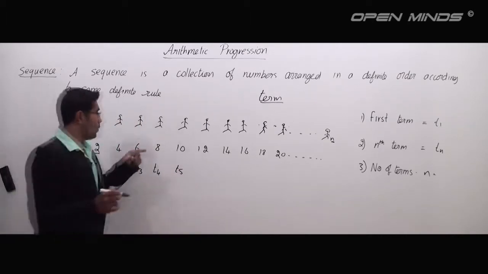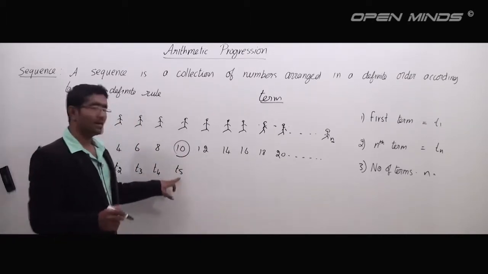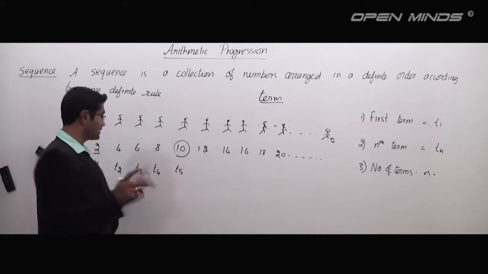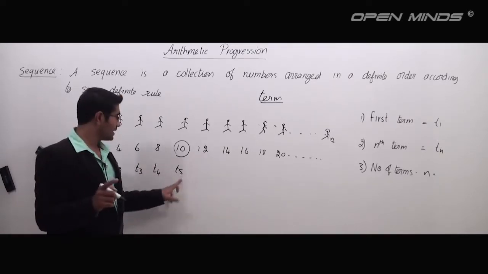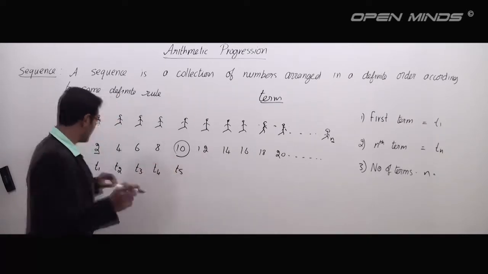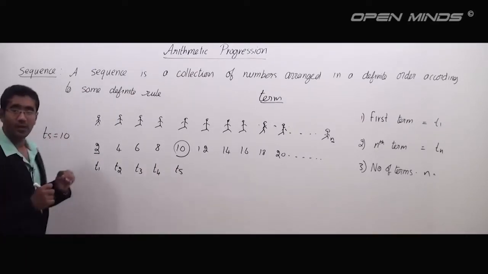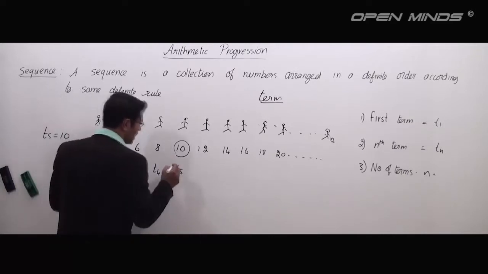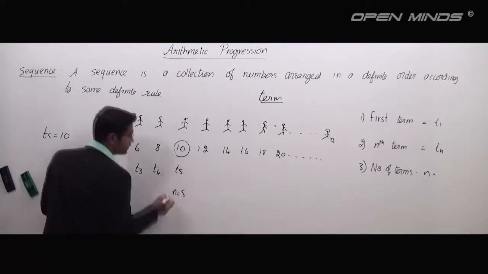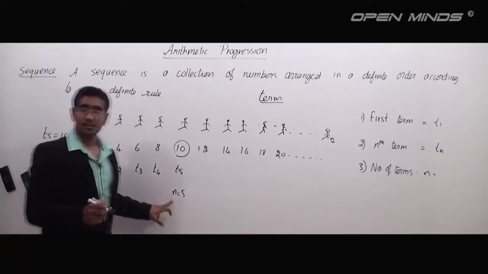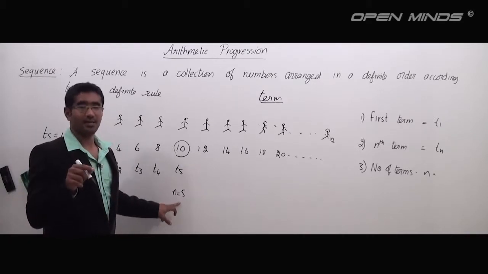Now what is this 10 then? This guy is in the 5th position in this sequence, but he has got 10 rupees with him. So I can say the value of T5 is 10. Where does it stand? I say n is equal to 5. That's what it is. Its position is nothing but n. Where it stands is n, that is 5.